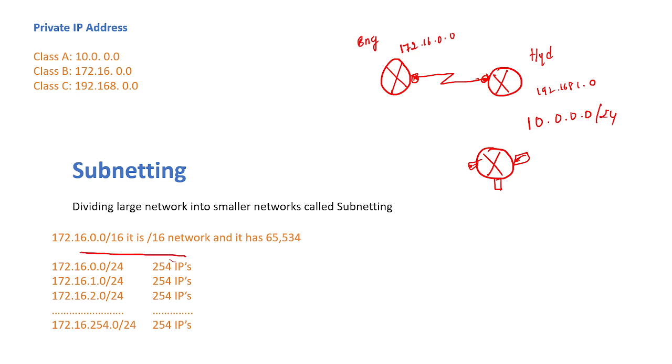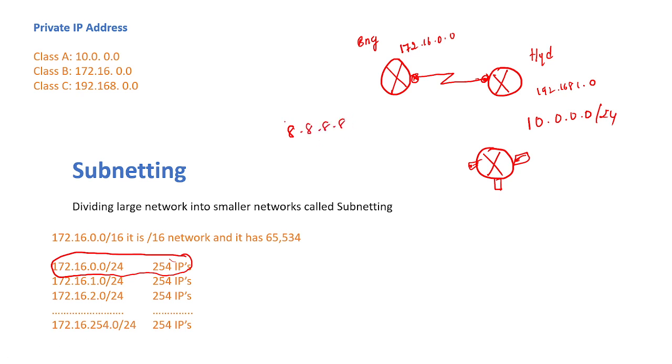24 means you are using 24 bits for the network. The mask is 255.255.255.0. When you need fewer hosts and more networks, you will go for what? A smaller host range, correct?